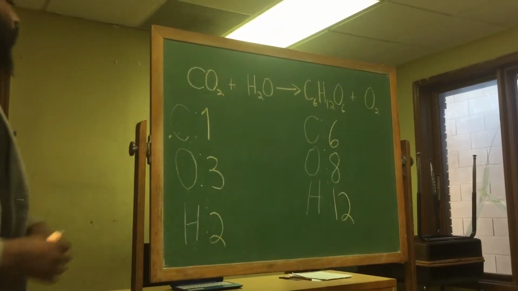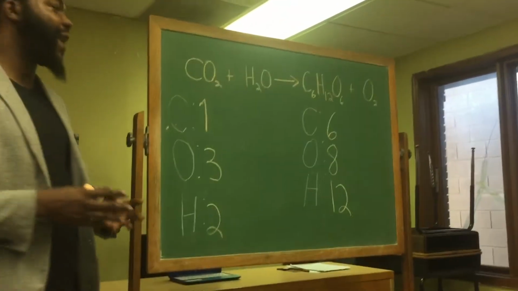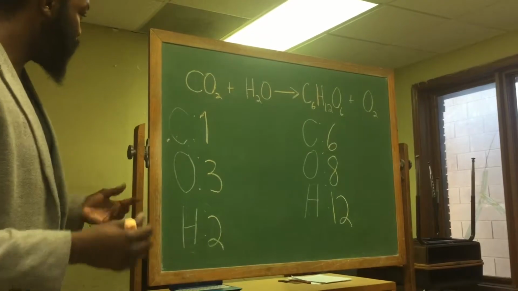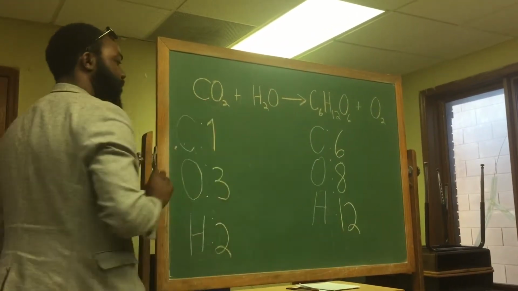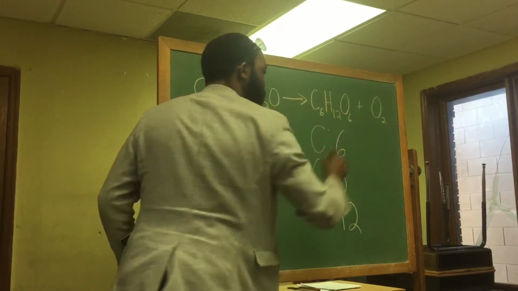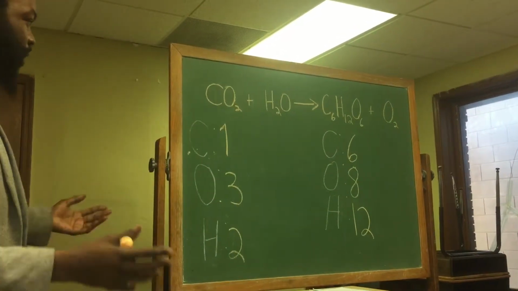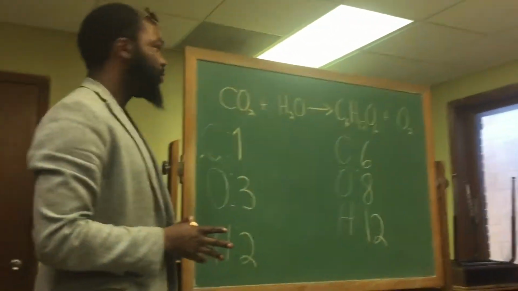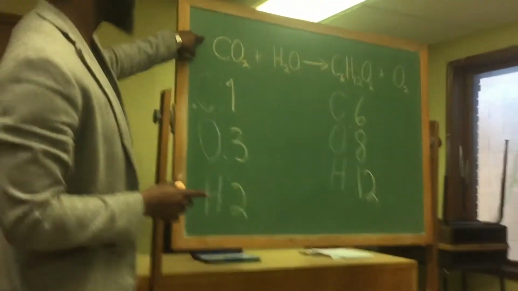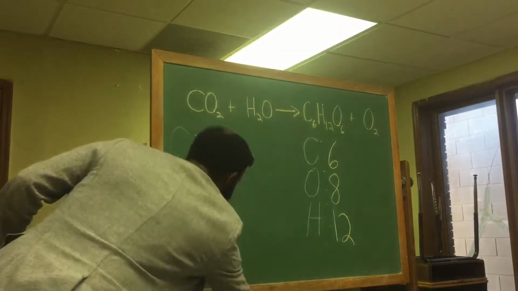So, first question we want to ask once we identify all our elements is, is our equation balanced? No. Correct, because the numbers on the left-hand side do not match the numbers on the right-hand side. So we're going to go ahead and balance this equation out. We're going to put a 3 on this side?